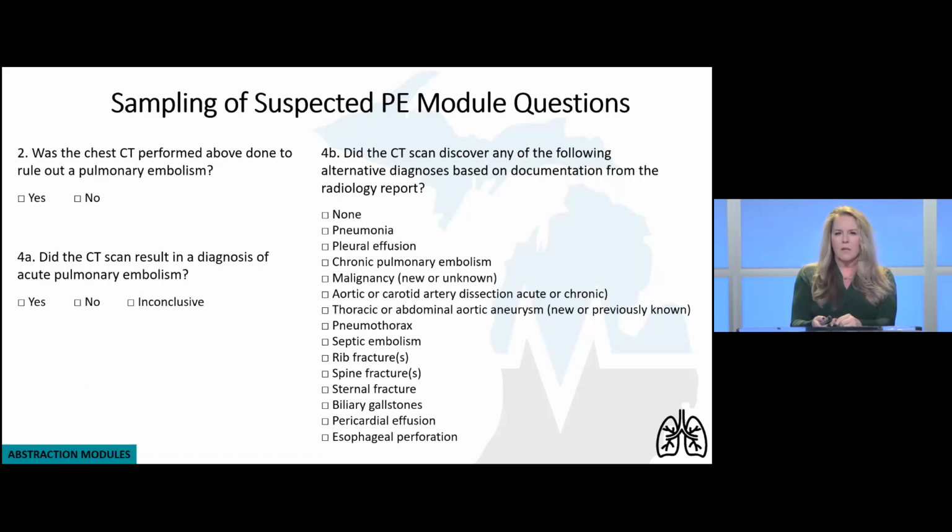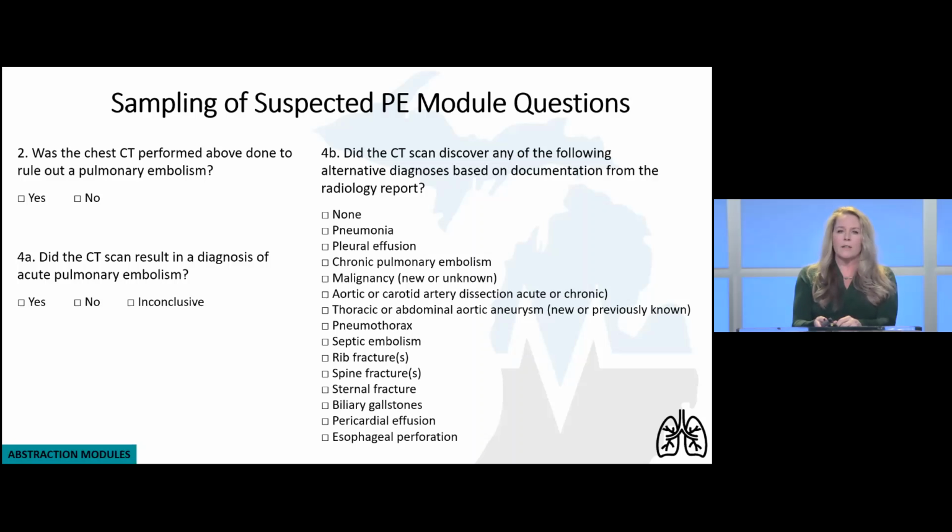So for the PE module, one of the questions was: was the CT performed above done to rule out a PE? That's very important, and we'll get to that in a little bit too. Did the CT scan result in the diagnosis of an acute PE? We'd like to know. A note here: the answers are yes, no, or inconclusive. The inconclusive on acute pulmonary embolism is not inconclusive due to poor imaging or poor contrast. It's based on the radiologist seeing something in there and not being able to quite determine whether it was acute or chronic PE. That's the difference in the definition of inconclusive.